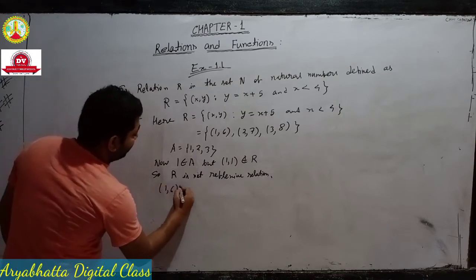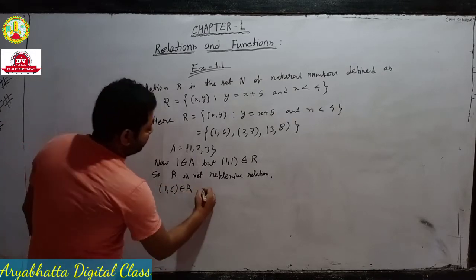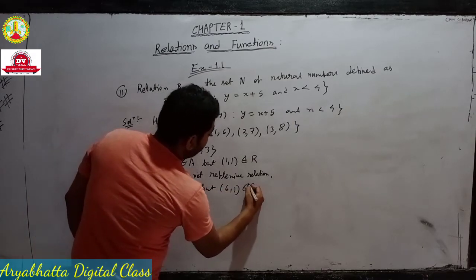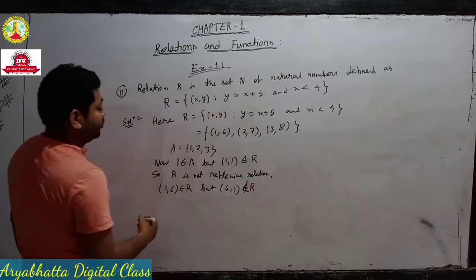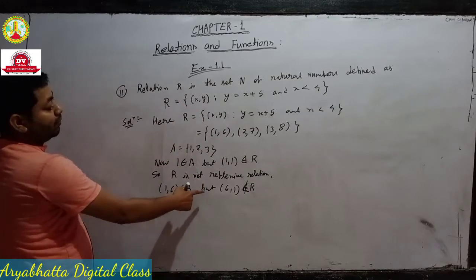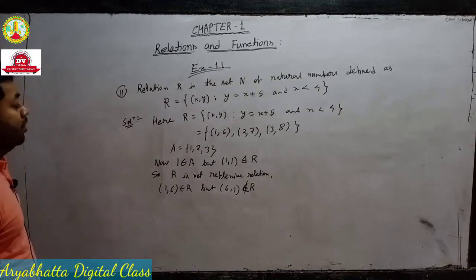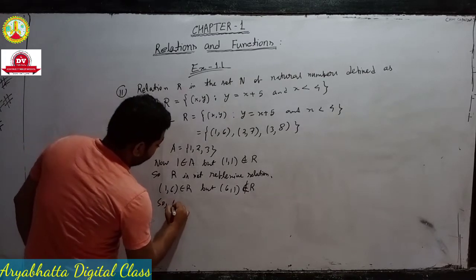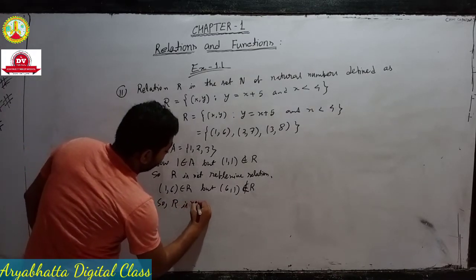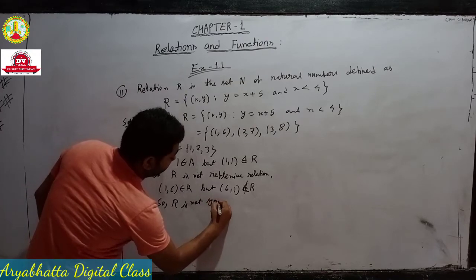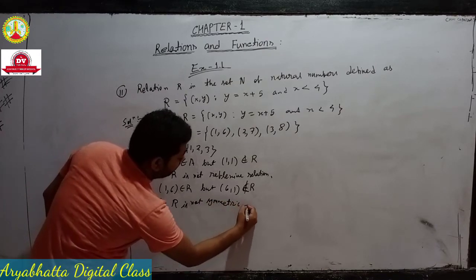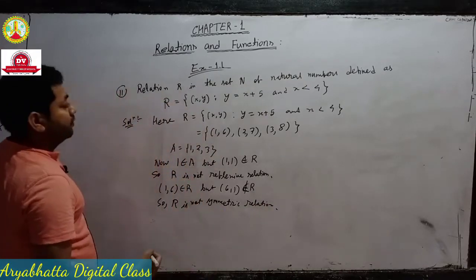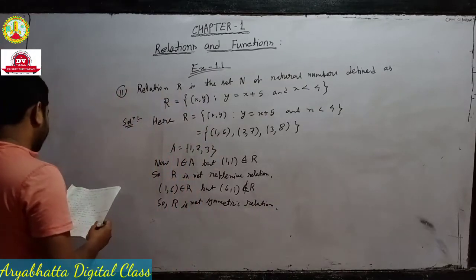(1, 6) belongs to R, but (6, 1) does not belong to R. Therefore, R is not a symmetric relation.